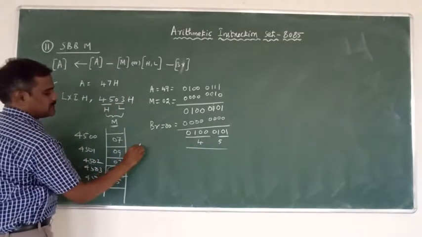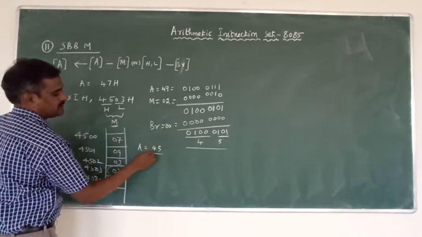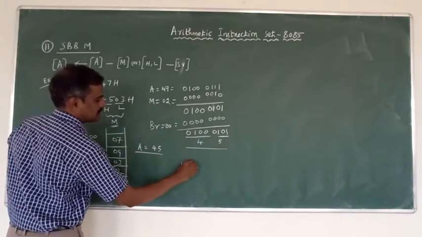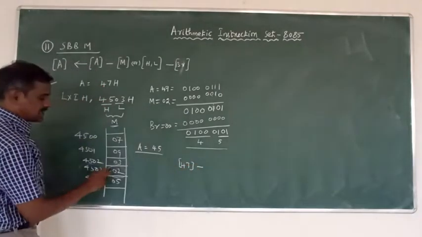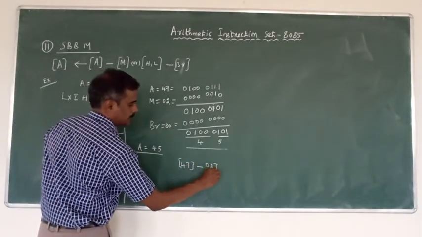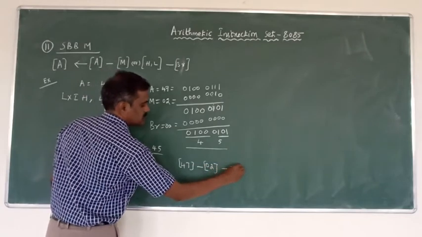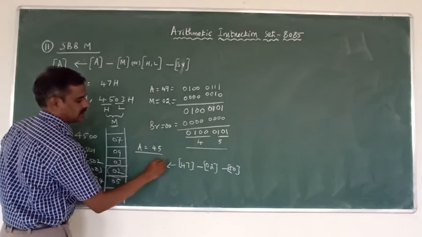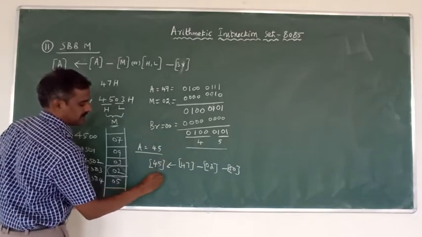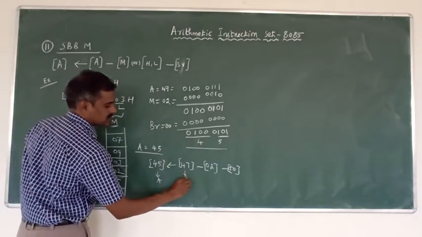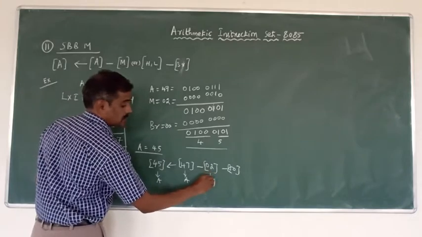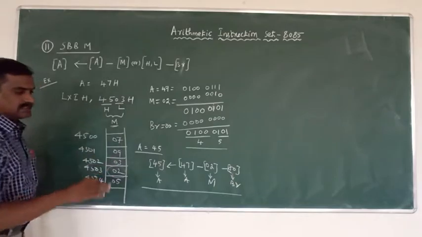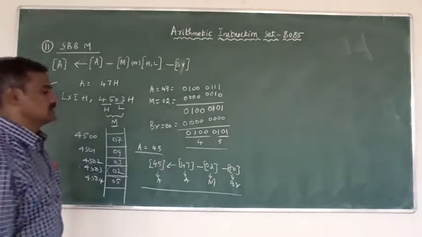Now the accumulator will be stored as 45H. That is accumulator 47 minus memory address location data 02 and borrow 0. Now the result moves to the accumulator: 45. This is for the A register and this is also the A register, this is for memory address location data and this is for borrow status. Okay.